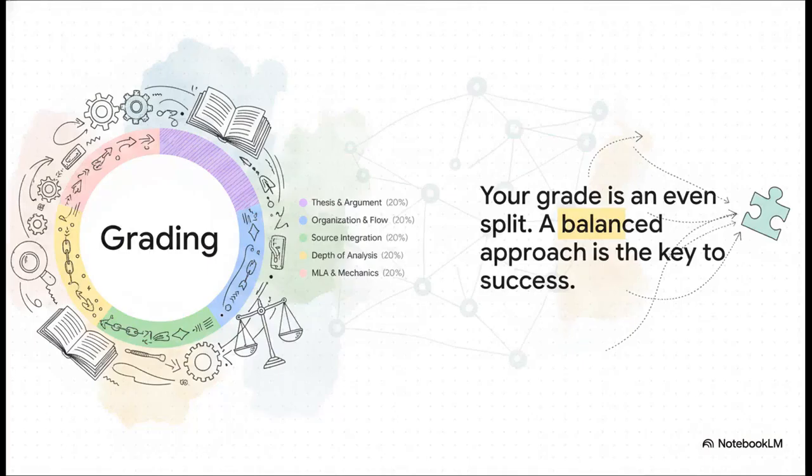Now, this is a really crucial insight. Look at how this draft is graded. It's an even 20% split across 5 different areas. You know what that tells you? It means that a totally brilliant argument can get dragged down by sloppy formatting, and perfect organization isn't going to save a paper that has weak analysis. The big takeaway here, a balanced approach is absolutely your key to a great grade.